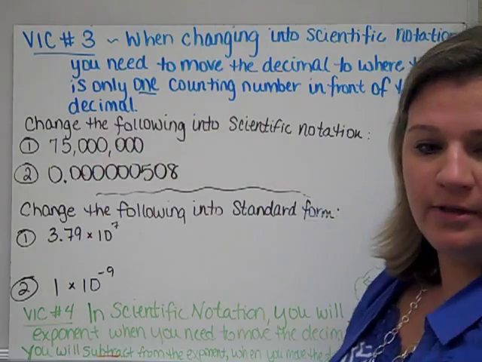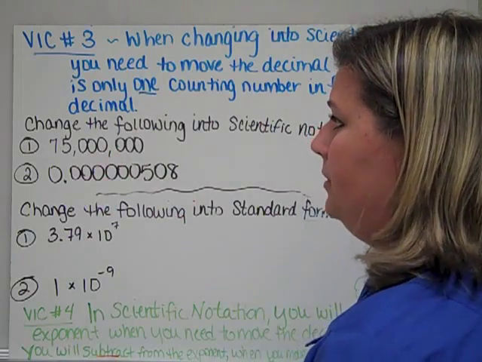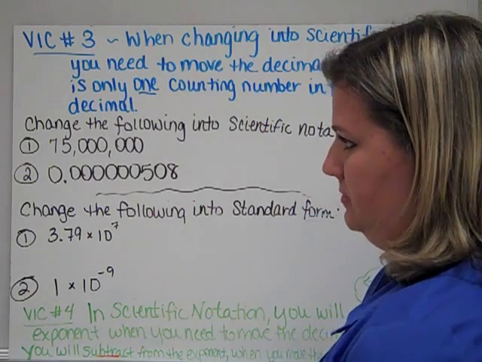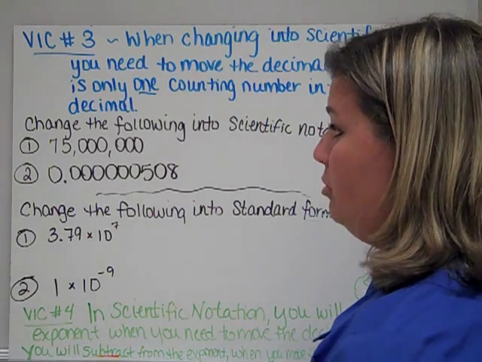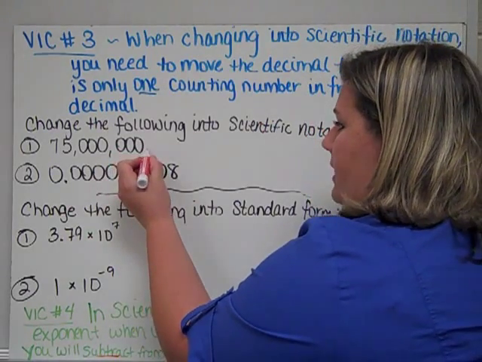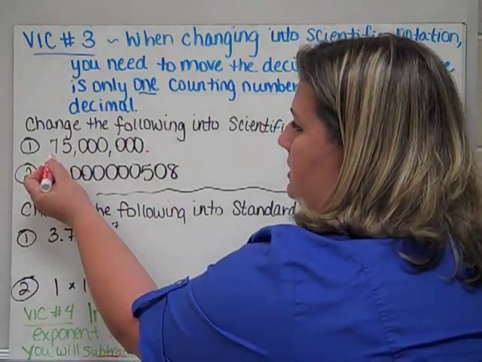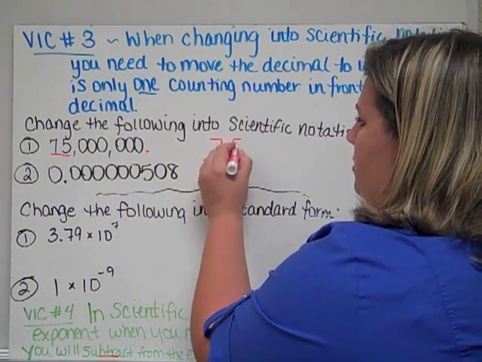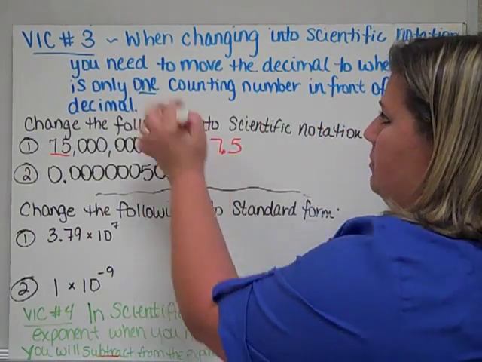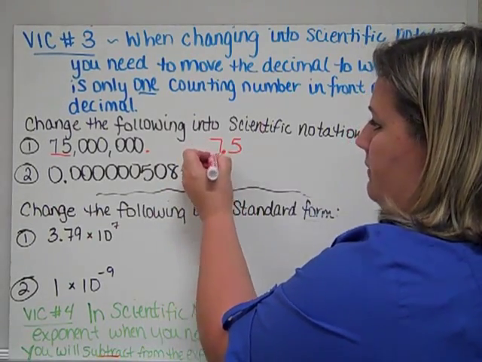So let's change these into scientific notation. Here we have standard form, which is how we normally see numbers. We're going to change those into scientific notation. Look at the number here. The decimal that we know in this normal number is sitting right here. Using our significant digits, which are 7 and 5, where do we need to put the decimal for the scientific notation? Vic number 3 says one counting number, so we have to put the decimal here, where we have one counting number in front of it.